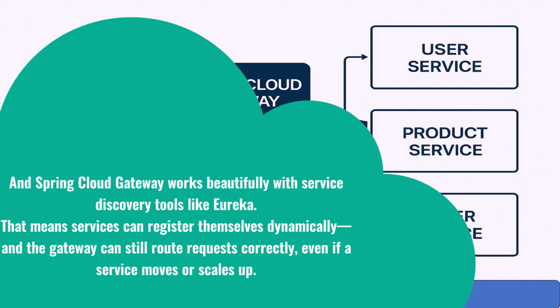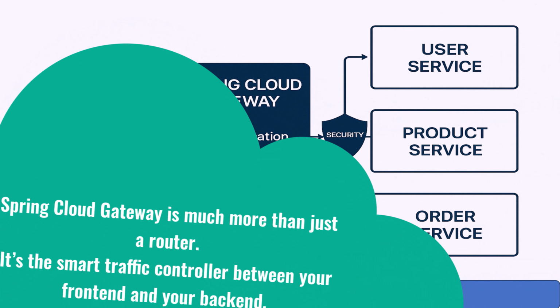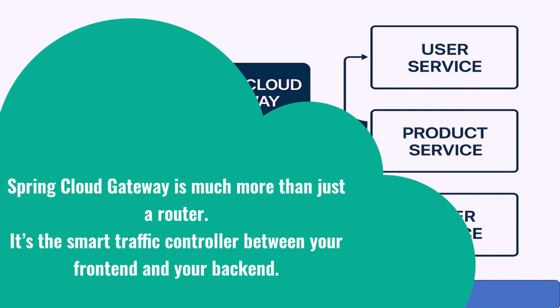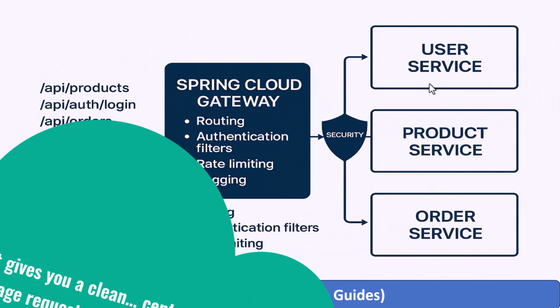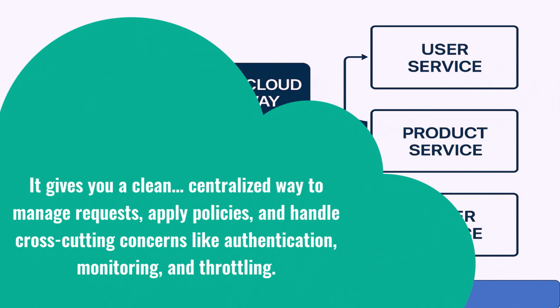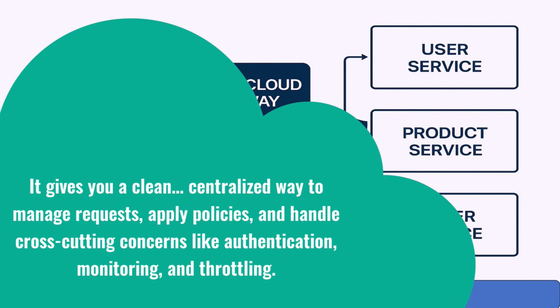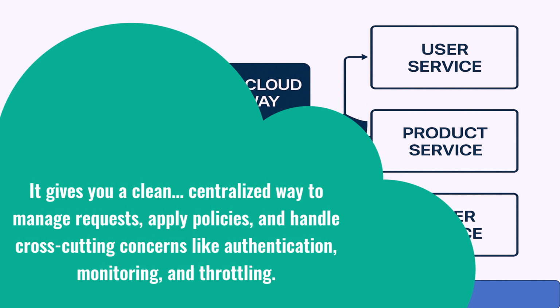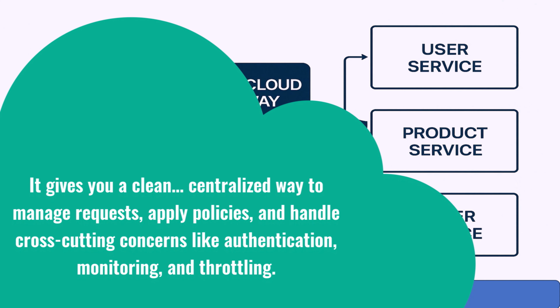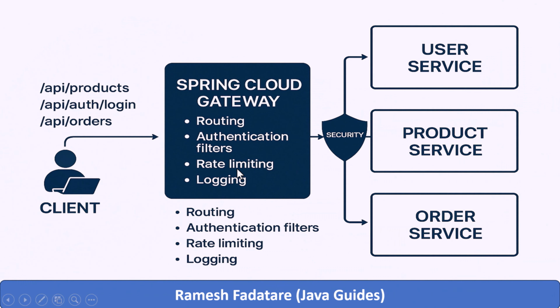or scales up. To wrap this up, Spring Cloud Gateway is much more than just a router. It's the smart traffic controller between your front end and your back end. It gives you a clean, centralized way to manage requests, apply policies, and handle cross-cutting concerns like authentication, monitoring, and throttling. If you are running microservices, Spring Cloud Gateway isn't just helpful, it's essential. It reduces complexity, it improves performance, and it gives you full visibility and control, all in one place.